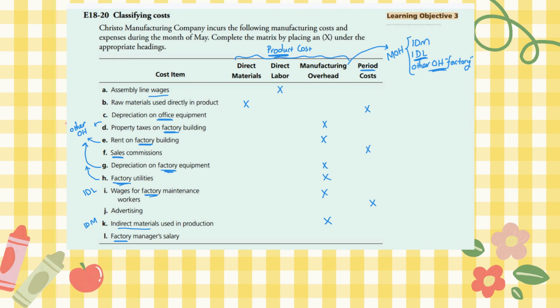Salary means labor, is it direct or indirect? Manager, it's indirect labor, he does not touch the product. He works for the entire factory, not for a specific product, so it's going to be manufacturing overhead. Hope that it's clear and you can now differentiate between direct costs and indirect costs, and between product costs and period costs.